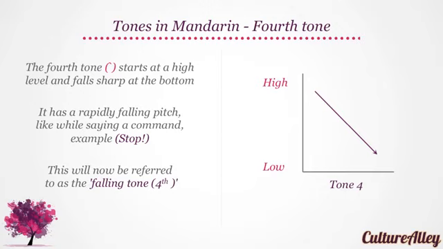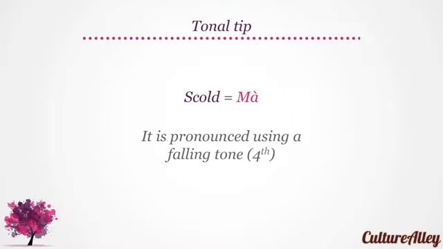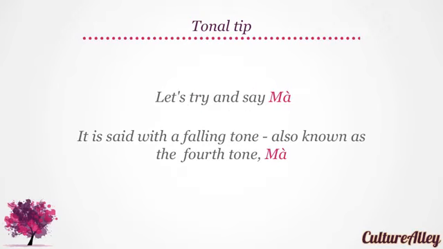Let's begin. The fourth tone is denoted by a downward slant from left to right over the vowel, and starts at a high level and falls sharp at the bottom. It has a rapidly falling pitch, like while saying a command, kind of like saying stop. This tone will now be referred to as the falling tone, or the fourth tone. Note that scold translates to ma, and is pronounced using a falling tone. Can you try and say ma?